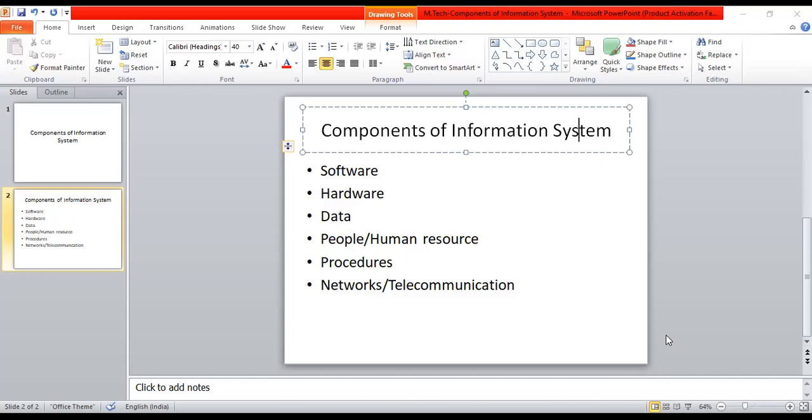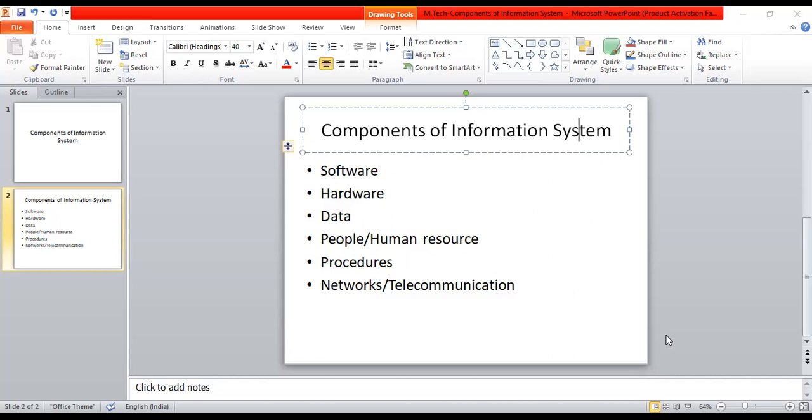Data is the raw, unorganized, discrete, potentially useful facts and figures that are later processed and manipulated to produce information. It means data is very important with respect to security or to do any other task.